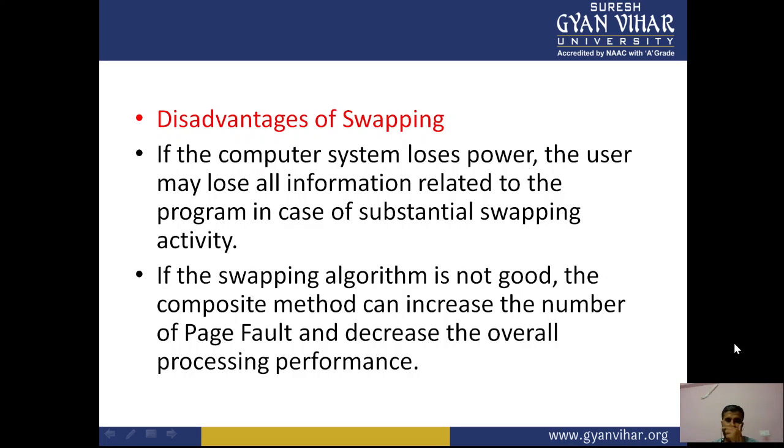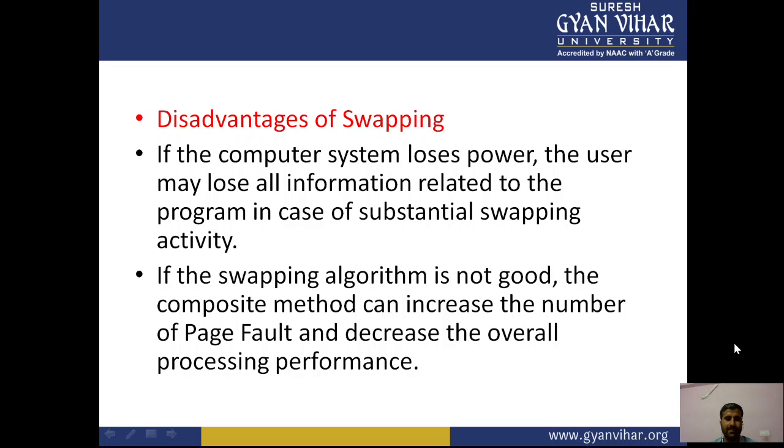Now the disadvantages of swapping. If the computer system loses power, the user may lose all the information related to the program in case of substantial swapping activity. If the swapping algorithm is not good, the composite method can increase the number of page faults and decrease the overall processing performance, right? So page fault and page hit are very important parameters if we are using the swapping method concept.